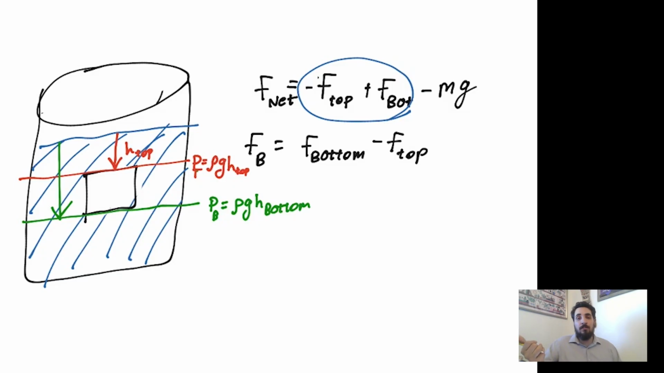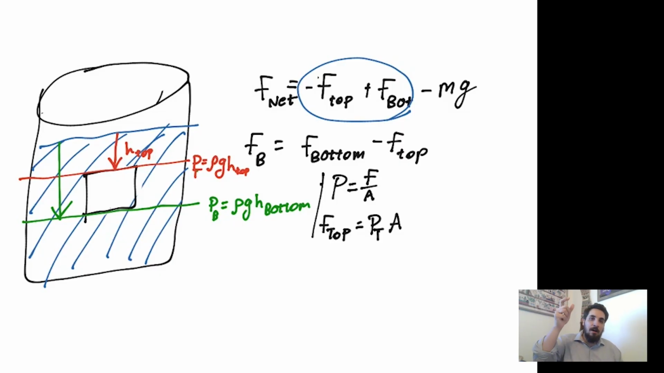And we know the force is related to the pressure by the definition of pressure being force over area. Which means if I wanted to know the force at the top of the cube, well, the force at the top of the cube is going to be the pressure at the top times the area of the top of the cube. And for the sake of this problem, I'm just going to write A here for area because the top and the bottom of our cube are going to have the same area. Likewise, the force at the bottom of the cube is going to be the pressure at the bottom, PB, times A.